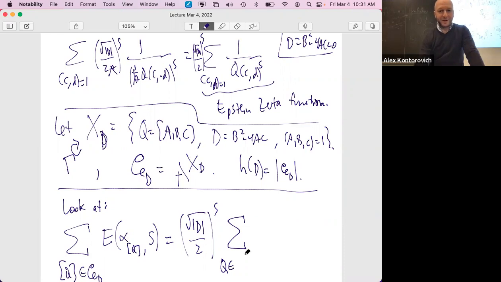CD is XD mod gamma. This is an XD mod gamma. And then what was this? This is a sum over, how do I get these bottom rows CD? Well, it's gamma in gamma mod gamma infinity of 1 over Q.